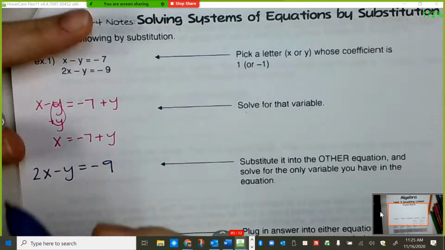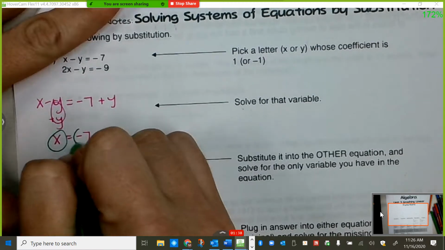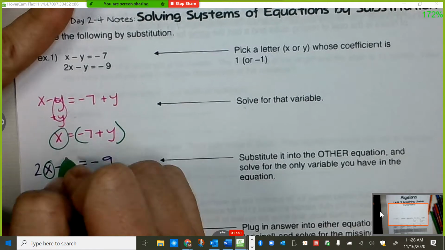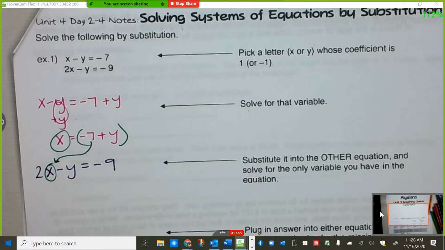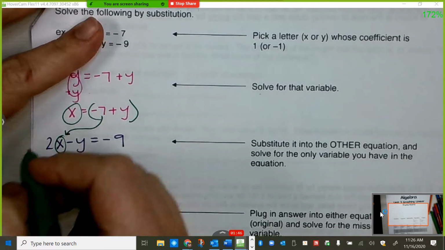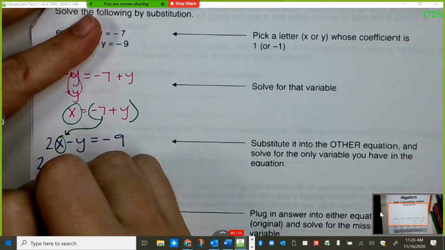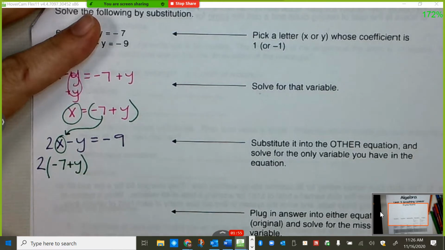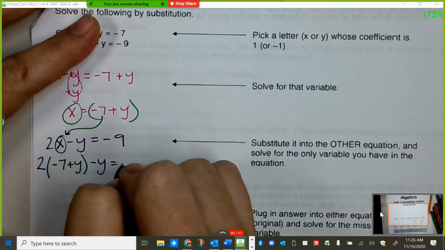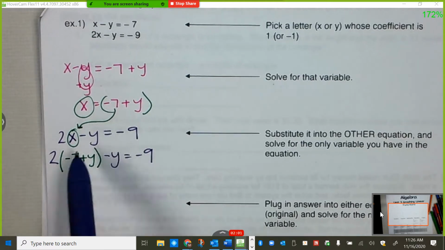Well, if I know x equals this, can't I replace x with this by substituting that in? Yes. So I'm going to get 2, and instead of x, I'm going to put negative 7 plus y, minus y equals negative 9. So I substituted it in because if x equals that, then we can replace it.